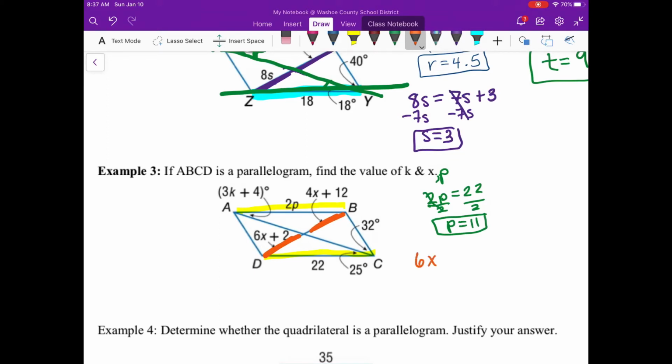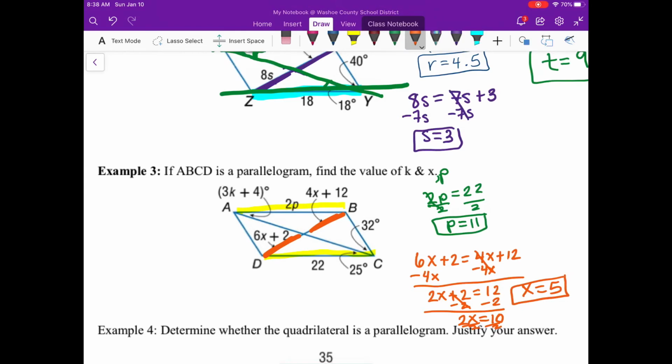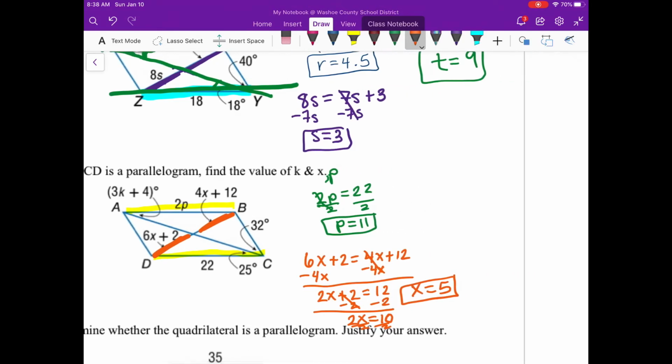Then if I want to find x, well, x is here, and I know that the diagonals are bisecting each other, so I can set 6x plus 2 equal to 4x plus 12, and then start solving for x. So I'm going to move the 4x over. That's going to give me 2x plus 2 equals 12. Then I subtract the 2 over, which gives me 2x equals 10. And my last step is to divide by 2. So x comes out to be 5.